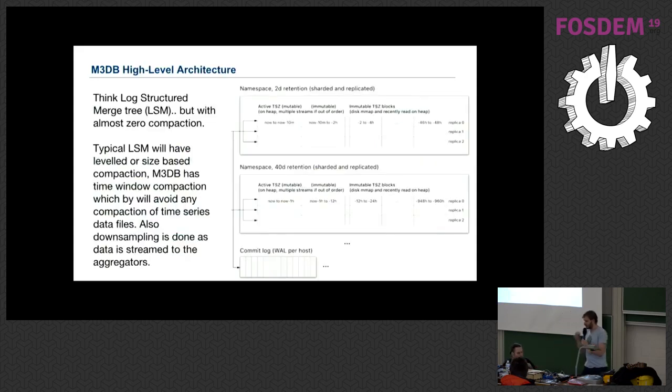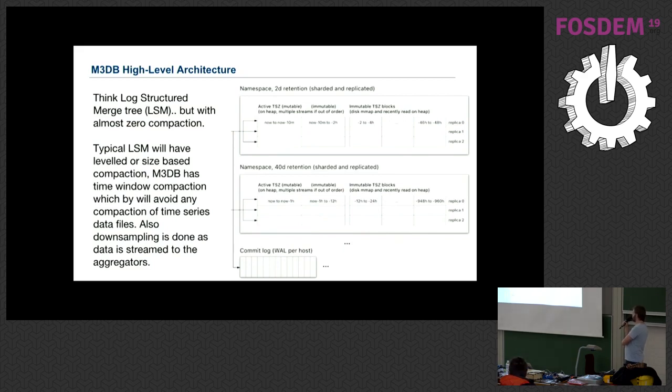So basically, the high-level architecture, I wanted to dig a little bit deeper into M3 itself. It's kind of like an LSM, log-structured merge tree design. However, we've opted for cost efficiency to keep the compactions very, very low. So basically, no time series windows will ever get compacted together, potentially index.